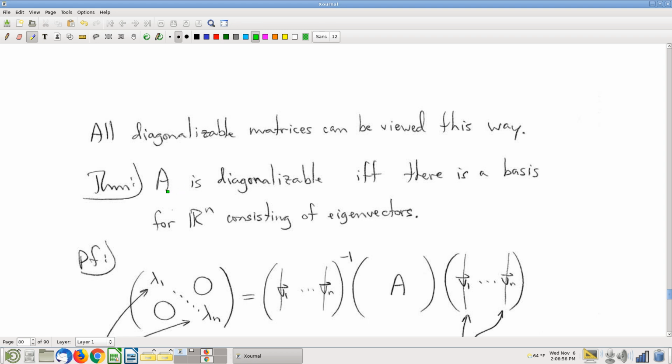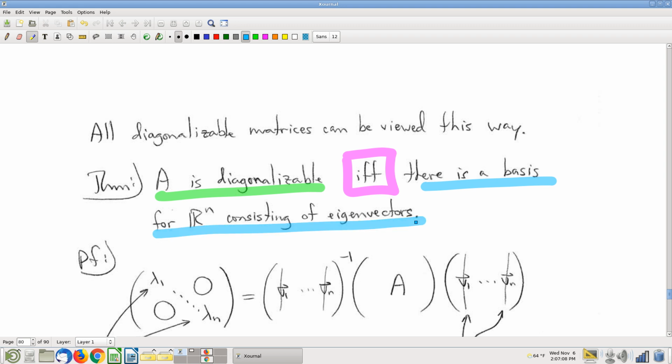A matrix is diagonalizable if and only if there is a basis for Rn consisting entirely of eigenvectors. This turns out to be a remarkably convenient little proof. There's not that much to it once you see it. It's a very clever argument, though.